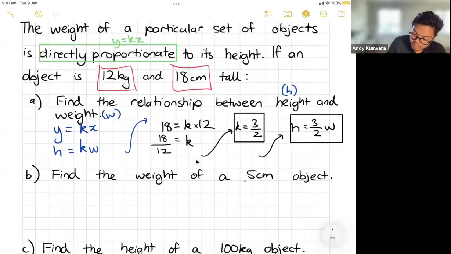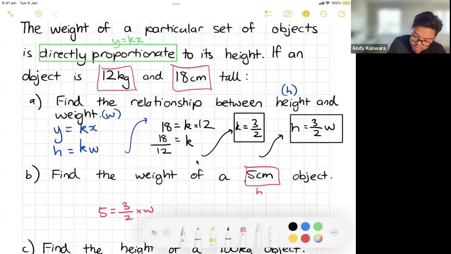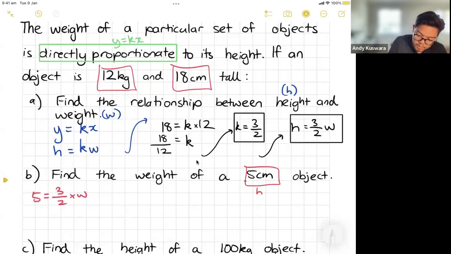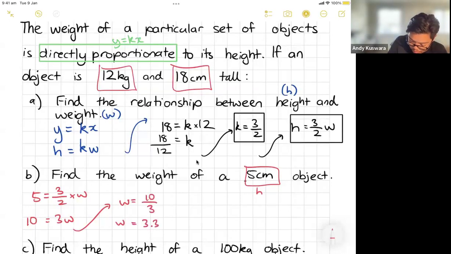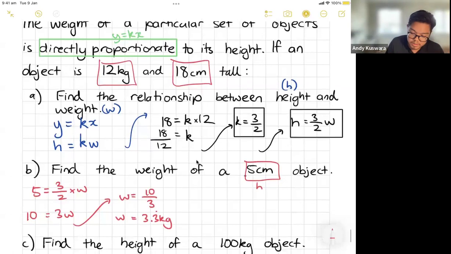And so again, this represents my height. So I'm trying to find the weight. So I'm going to rewrite this. I'm going to say, okay, 5 equals 3 on 2 multiplied by my weight. And at this point, it becomes a little bit of an algebraic exercise. I'm going to times both sides by 2. So that means 10 equals 3W. And from there, I know that W is just going to equal 10 on 3. And so my weight would be roughly 3.3 recurring kilograms. Okay, that would be the weight of a 5 centimeter object.